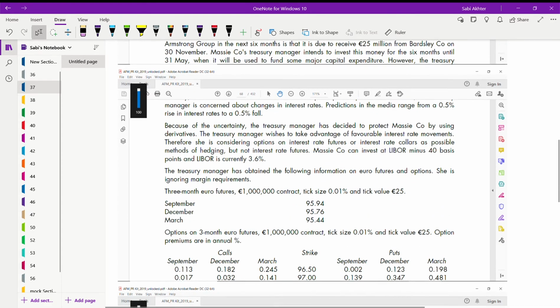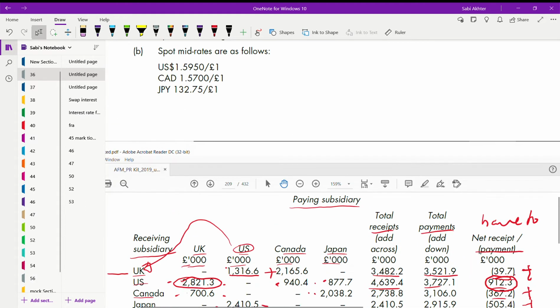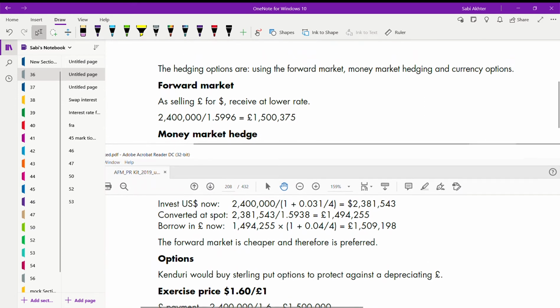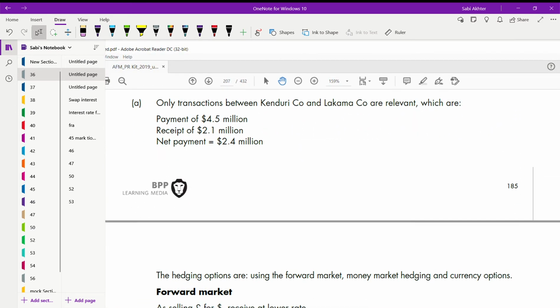So coming to 36 of this. We have finished the multilateral netting part. Over. Now there is one more additional thing I have to tell you. When you are dealing with exchange rate risk, always go for internal hedging first. Always. Before you go for options, futures, forward or money market, which are external hedging, you have to start with internal.